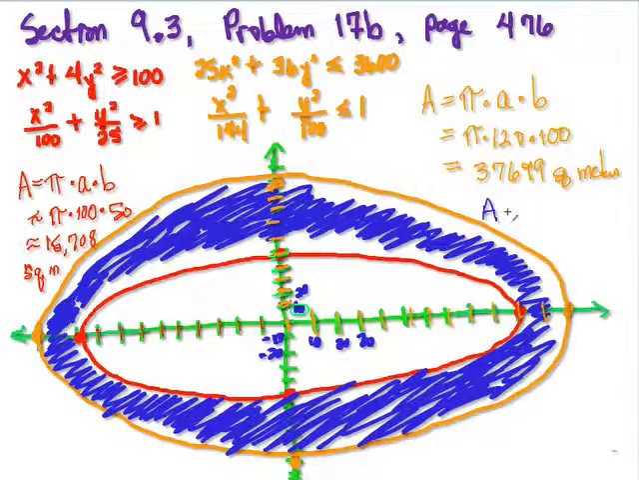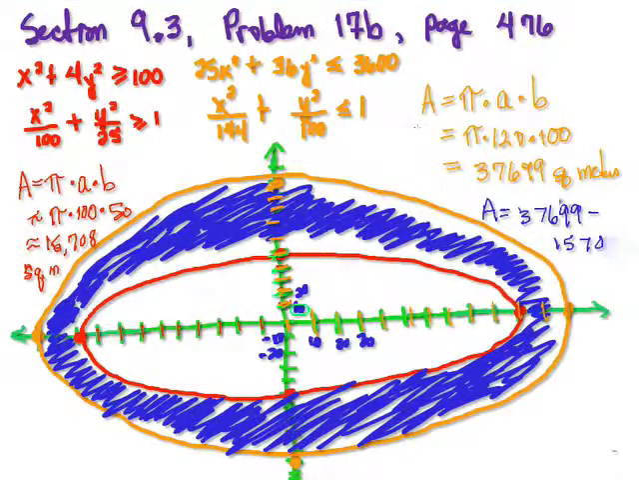Now to find the area of the blue, of course, we're just going to have to take the area of the orange and subtract off the area of the red ellipse, which is 15,708. I did that on my calculator, and I got 21,991 square meters. Now, we're not done. That's the area of the blue region.